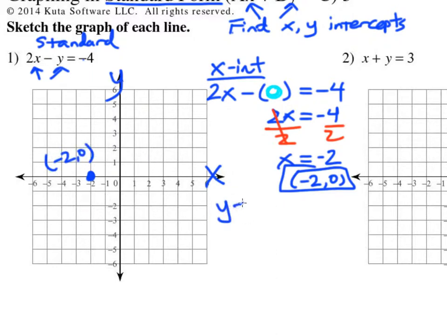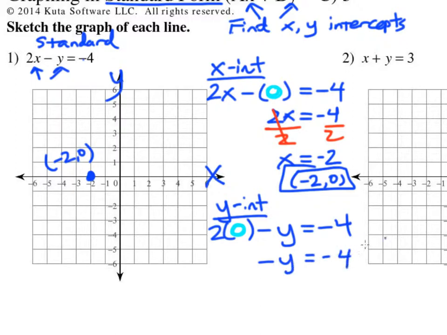Okay, for the y-intercept, same thing, we're going to plug in 0 for x this time, so let's go ahead and rewrite this. We have it right here. We're going to take this and plug in 0 for x. Now this one's a little bit more interesting. What do we have here? This becomes 0. We have negative y equals negative 4.